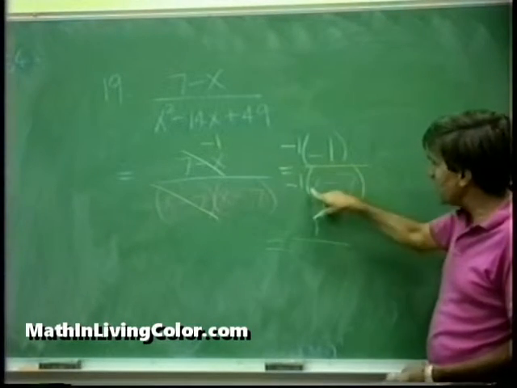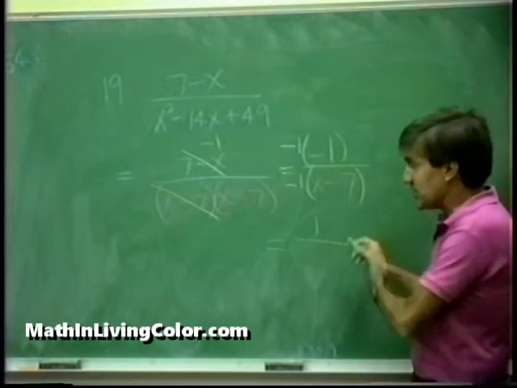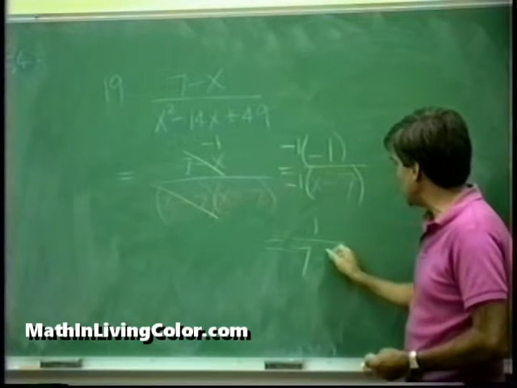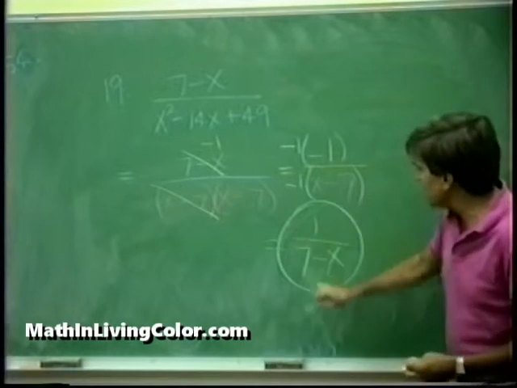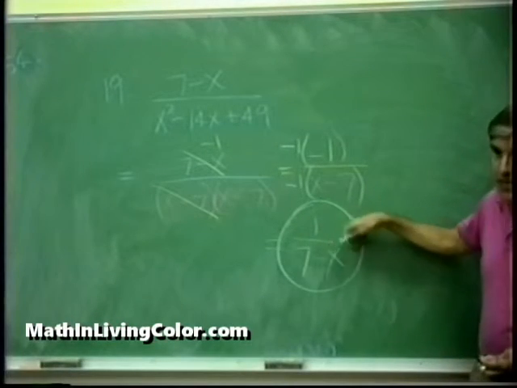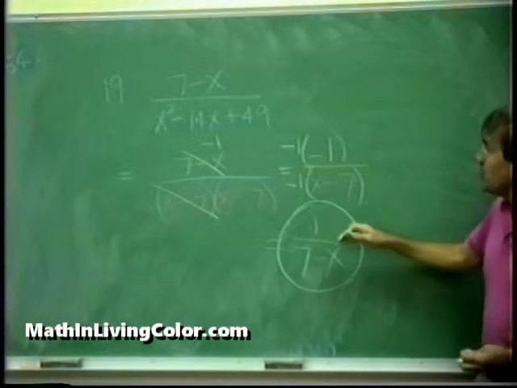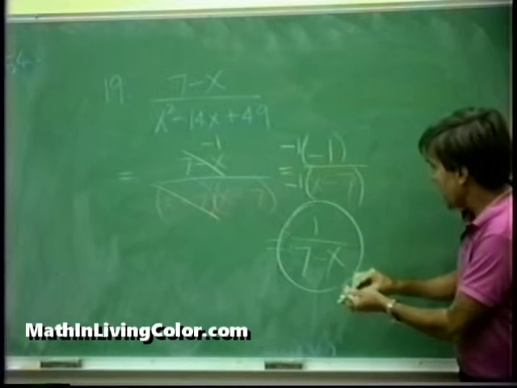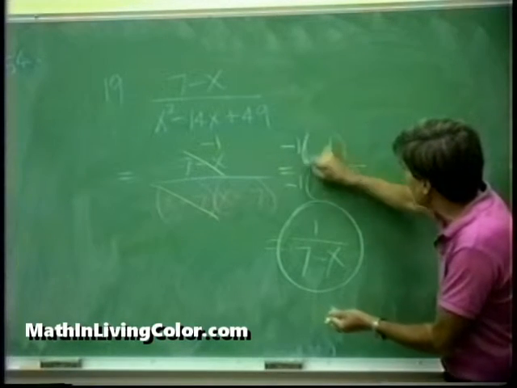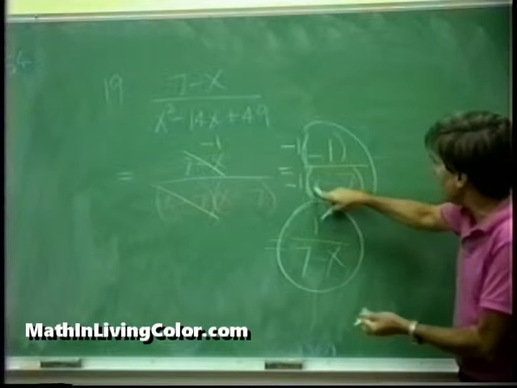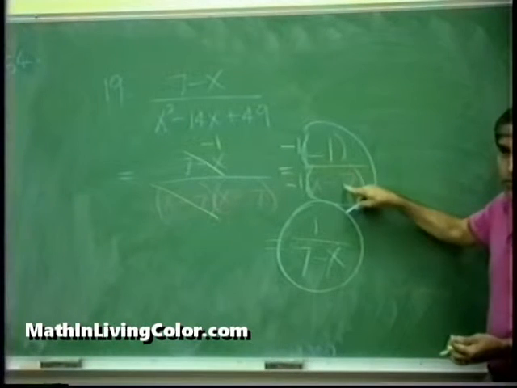The denominator would be positive 7 and negative x, or negative x plus 7. That'd be 7 minus x. You see, that's a different answer, 1 over 7 minus x. That's the answer given in the back of the book. But if you gave this answer the way I originally left it, that would be negative 1 over x minus 7. That's good enough.